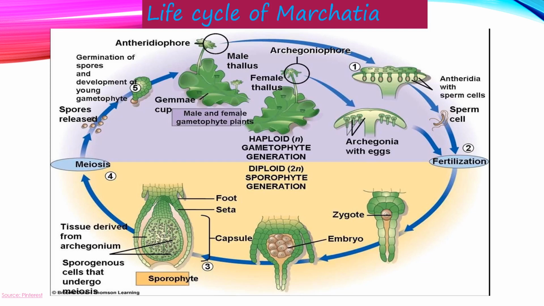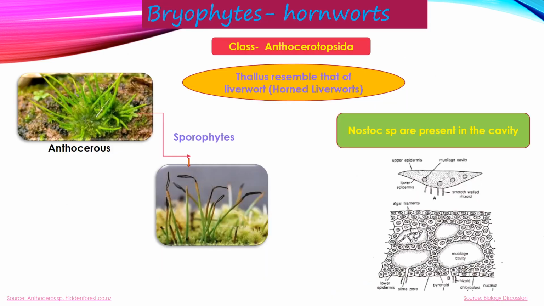The spores are dehisced from the capsule. The released spores will germinate into either the male thallus or the female thallus. Let's see the next group of bryophytes, the hornwort. It belongs to the class Anthocerotopsida.